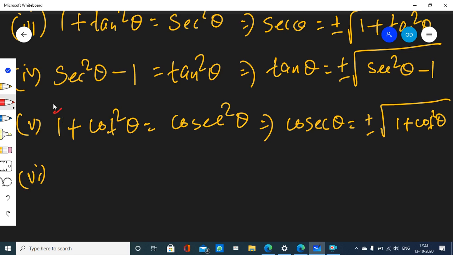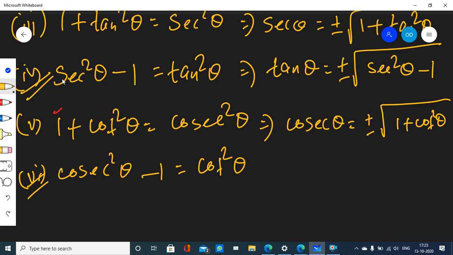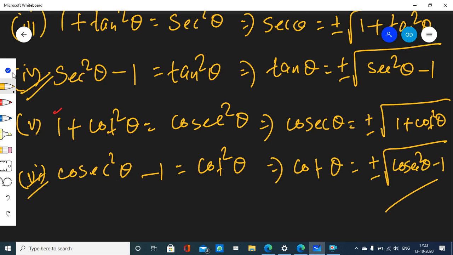Now think about it. If I take this one to this side, then cosec square theta minus 1 is equal to cot square theta. Just like sec square theta minus 1 is equal to tan square theta, cosec square theta minus 1 is equal to cot square theta. Then cot theta will be plus or minus root over of cosec square theta minus 1. Are we clear?